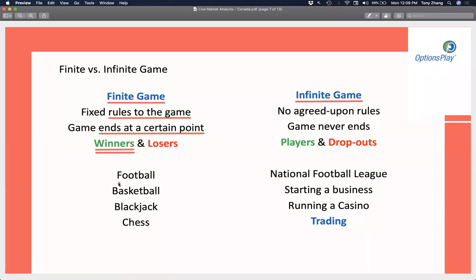An example of a finite game is football, basketball, blackjack. These are all examples of what we would consider a finite game, or the type of games that we typically think of as games. And then he theorized that there was another type of game called an infinite game. An infinite game is a game that has no agreed upon rules, and it's also a game that never ends. And in an infinite game, there's no such thing as winning or losing. There are only players who drop out, or players who can stay in the game versus players who no longer have either the will or the resources to stay in the game.